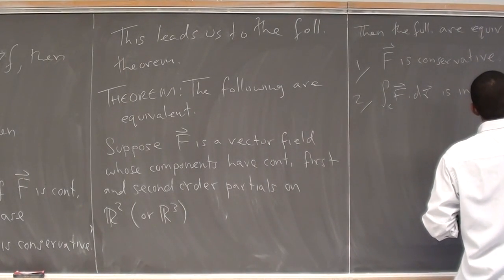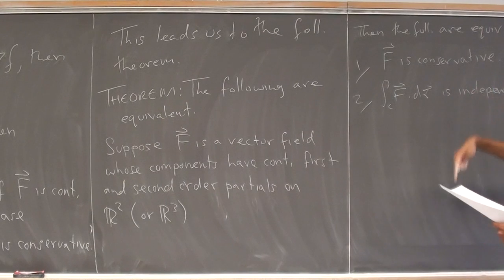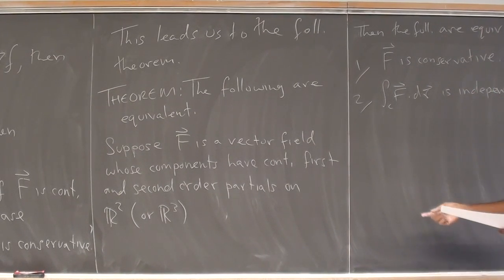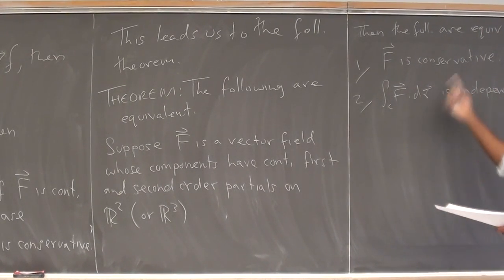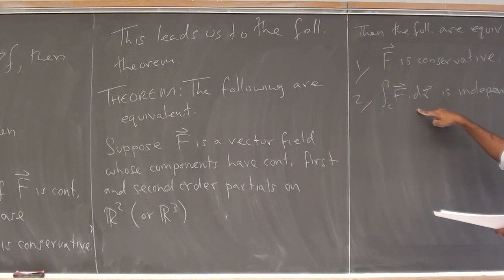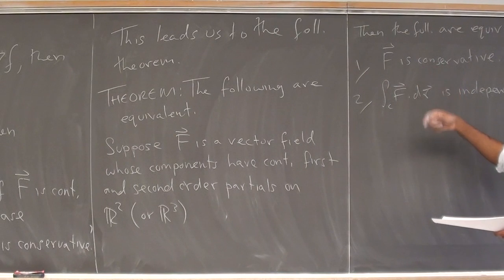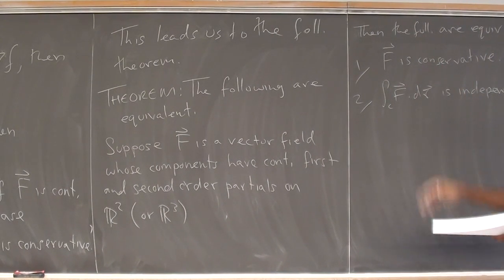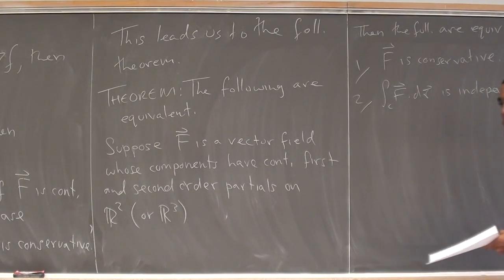What do you mean by equivalent? They'll all happen at the same time, or none of them will happen at the same time. Which means if you know it's conservative, it automatically means this is independent of path. If you know this is independent of path, it automatically means the vector field is conservative. They'll all be true at the same time, or they'll all be false at the same time. That's what equivalent means.